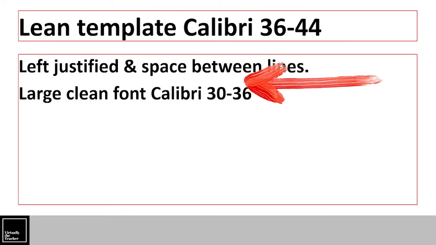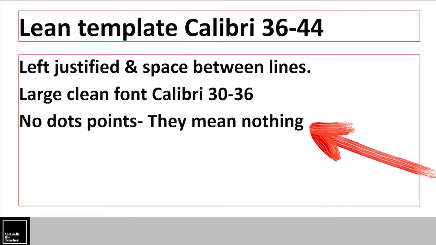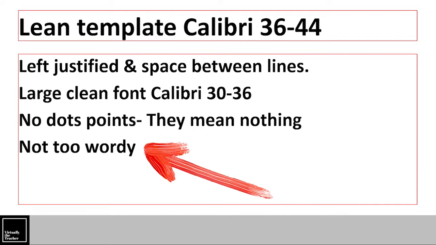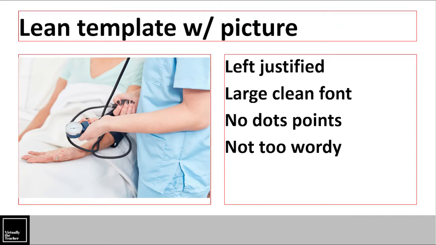In this case, I use 0.6 after. Use a large clean font. I use Calibri 30 to 36, but you can pick your own. No dot points, they mean nothing. Not too wordy, take out all text that's not needed. It's better to have more slides than clutter. On this second template I've created, I've just done it so that I include a picture, so I know exactly where to put the picture, the heading, and the text.